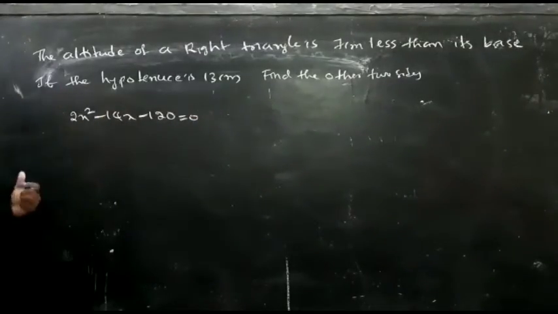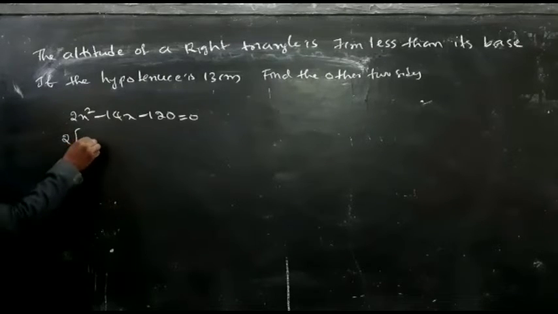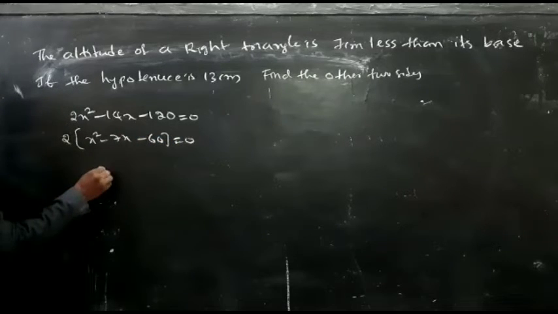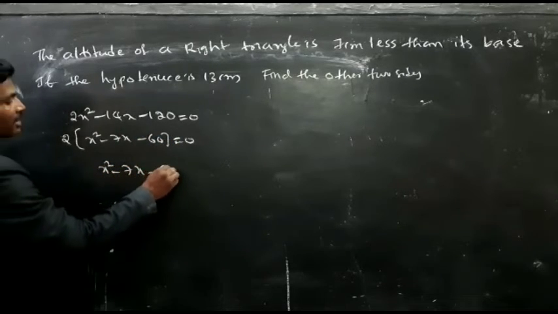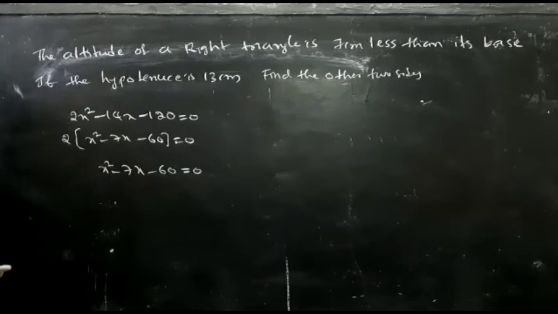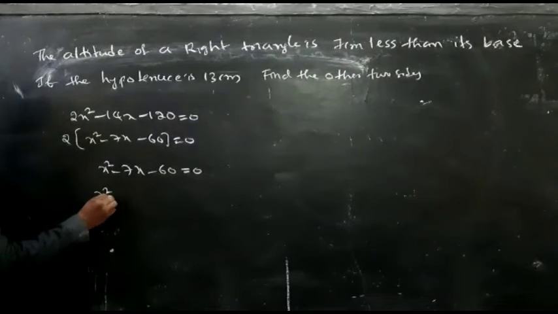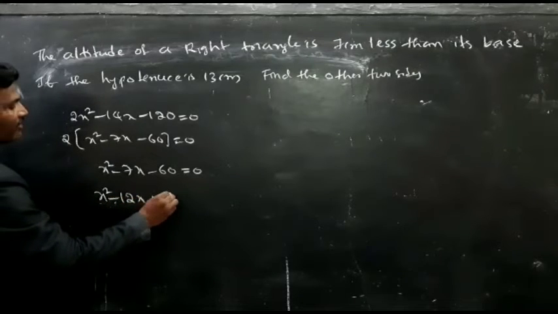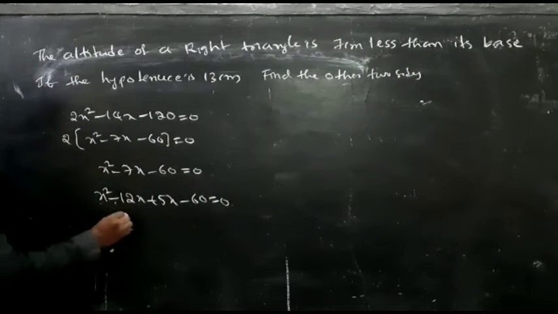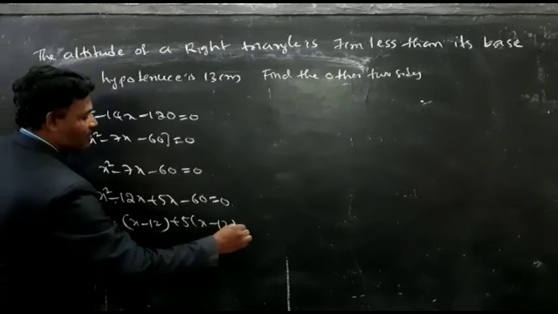So 2x square minus 14x minus 120 is equal to 0. Here what is the common? 2 is the common. So x square minus 7x minus 60 is equal to 0. I am going to use the factorization method. By splitting the middle term, x square minus 12x plus 5x minus 60 is equal to 0. Here what is the common? x is the common. So remains x minus 12 plus 5 into (x minus 12) is equal to 0.